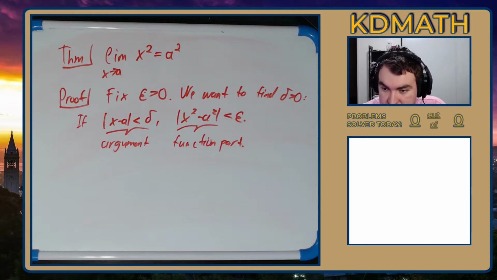If you're asking about this particular board, it should be a times a. Should be x goes to a in the limit, and then the limit of x squared equals a squared.